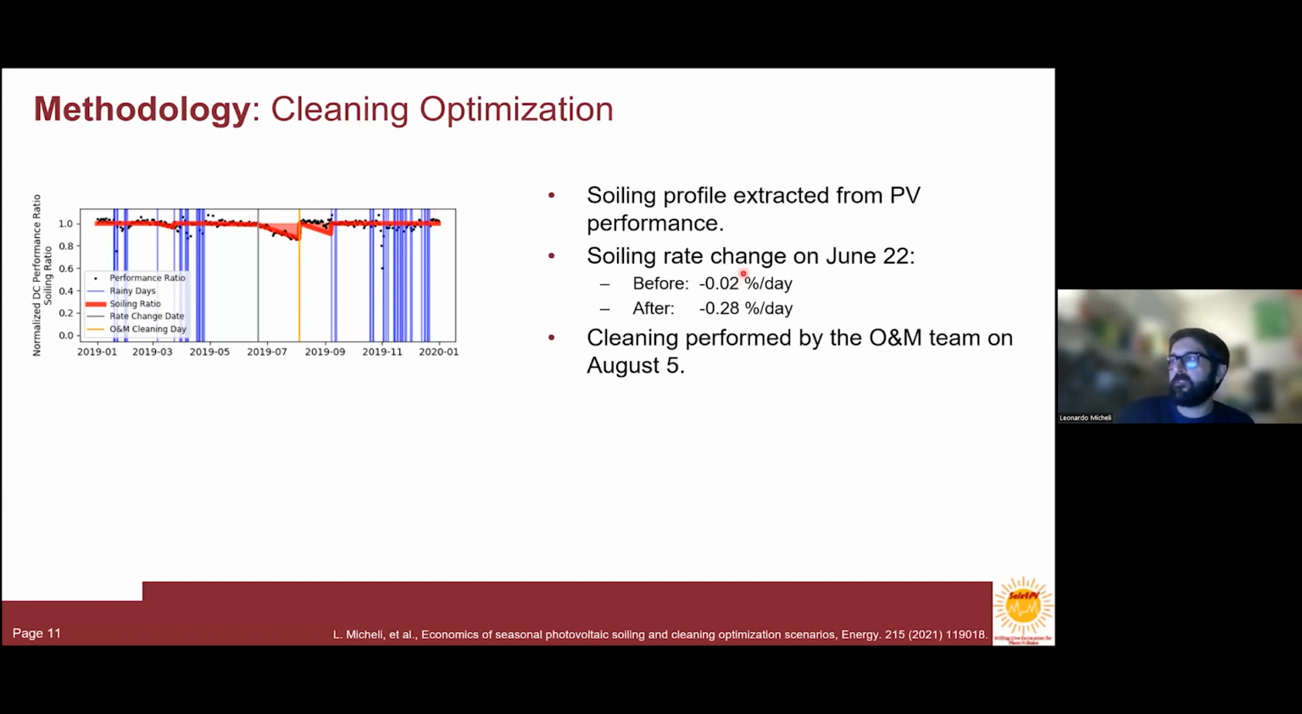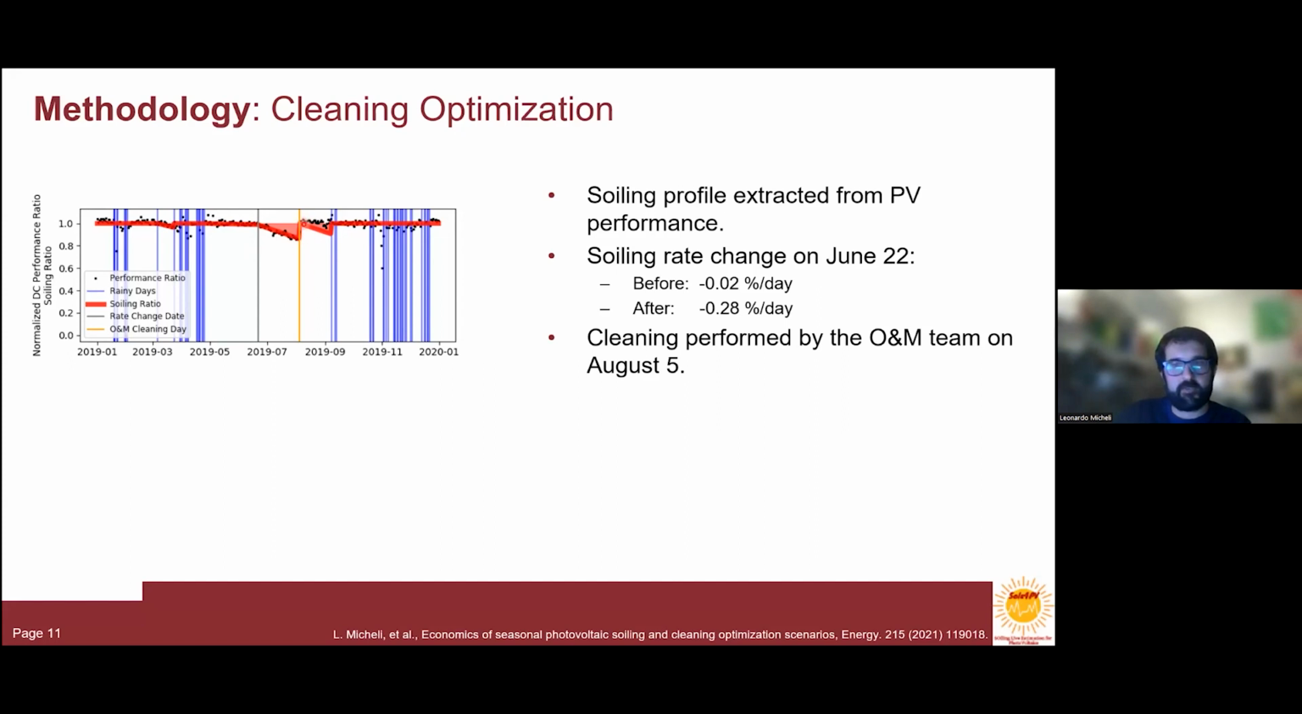Before, the soiling losses increased by 0.02% per day. After June 22nd, the losses increase at a rate of 0.3% per day. What happens? There is a sand-laden wind coming from Northern Africa over Granada. And this wind brings dust with it, which slowly deposits on the module. And this is what these data are telling us, right? There is a lot of dust in the air that is slowly depositing on the modules.